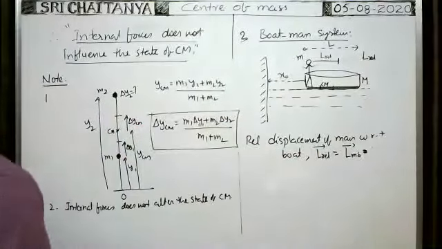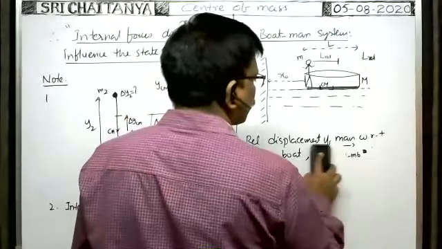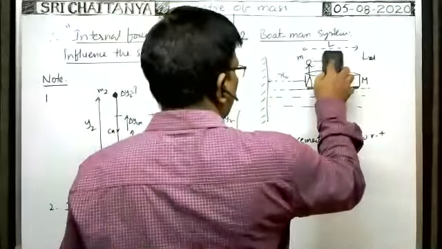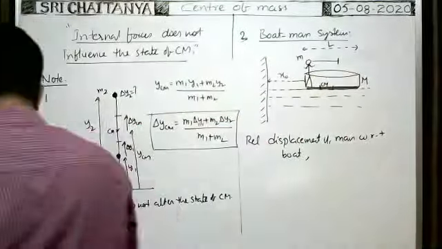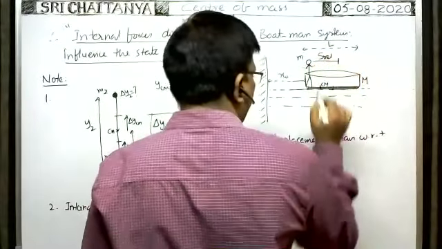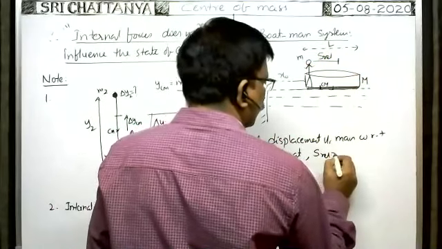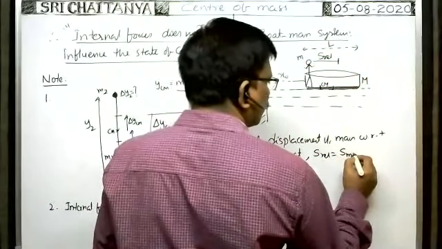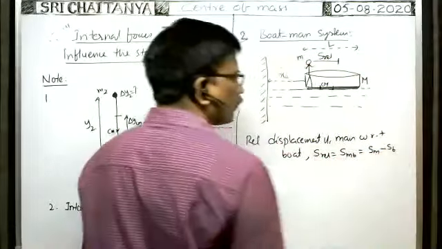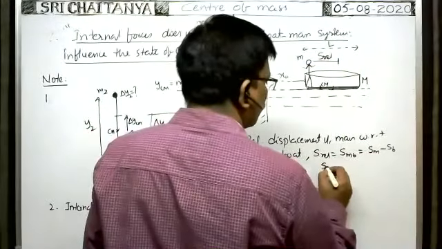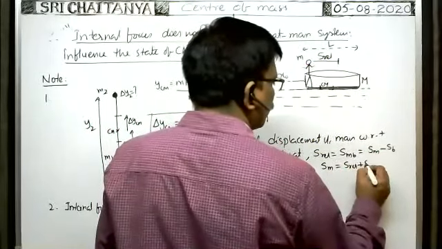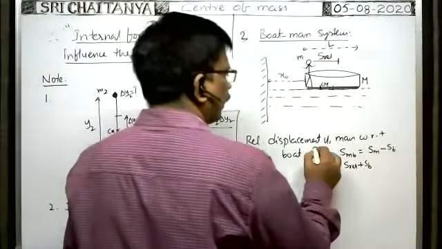Or we can write S relative instead of writing L. S relative is equal to the relative displacement of the man with respect to the boat. That is equal to the displacement of the man minus the displacement of the boat. From this, the displacement of the man is equal to the relative displacement plus S_B. Of course, in vector form you write it.